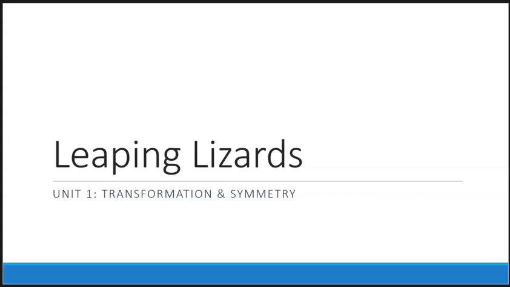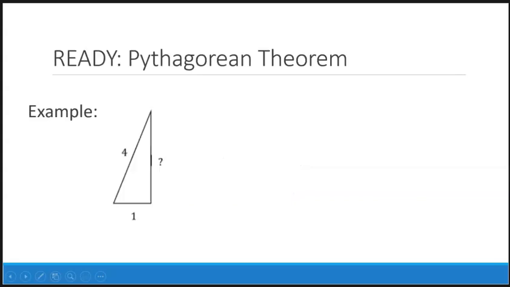This is a homework help video for the Ready, Set, Go problems for the lesson titled Leaping Lizards. In the Ready section, the directions ask you to use the Pythagorean theorem to find the missing side of each triangle. The Pythagorean theorem is a squared plus b squared equals c squared. Let's look at the example.